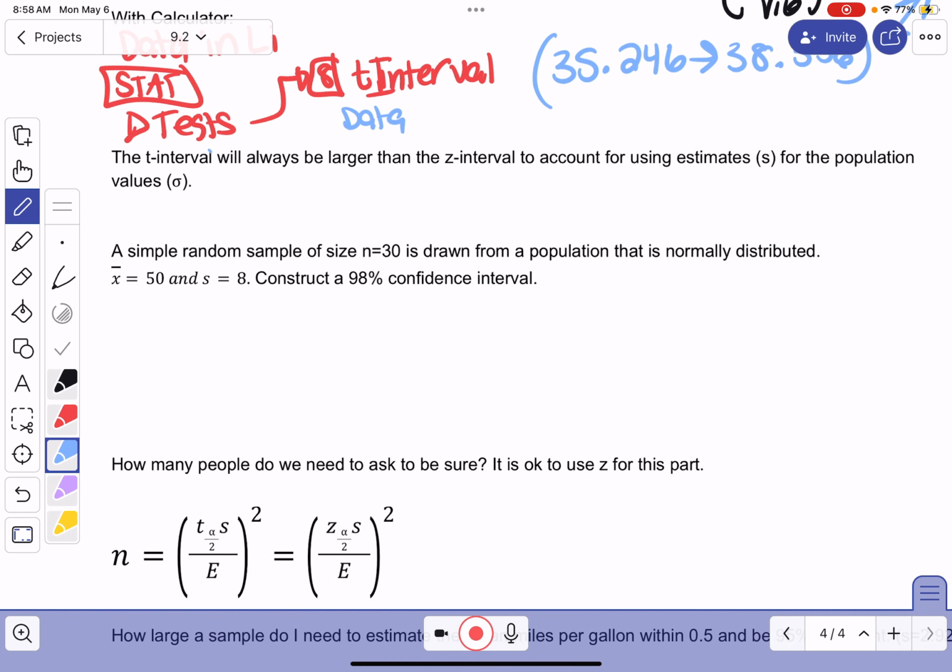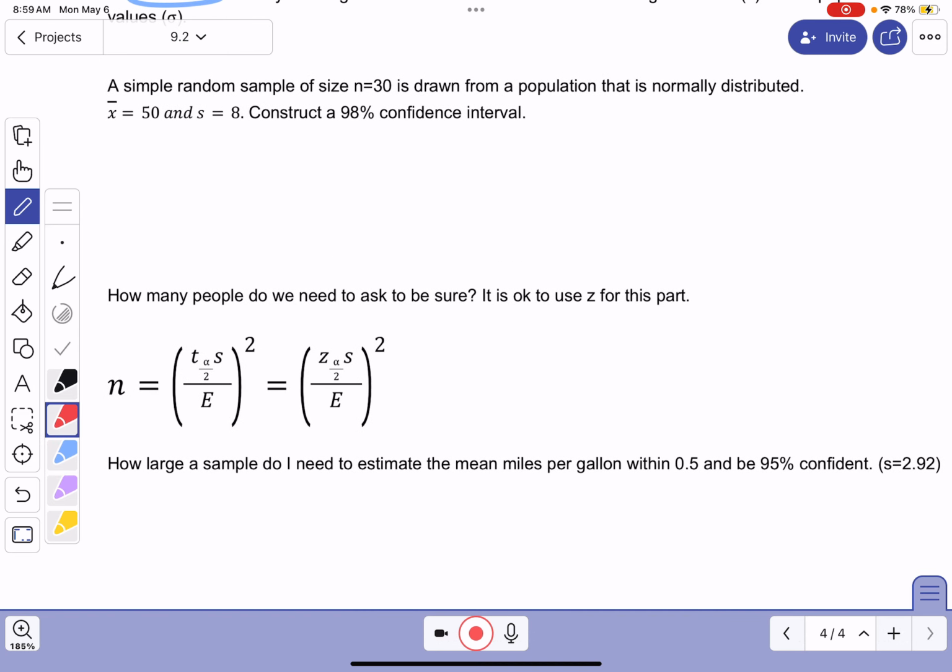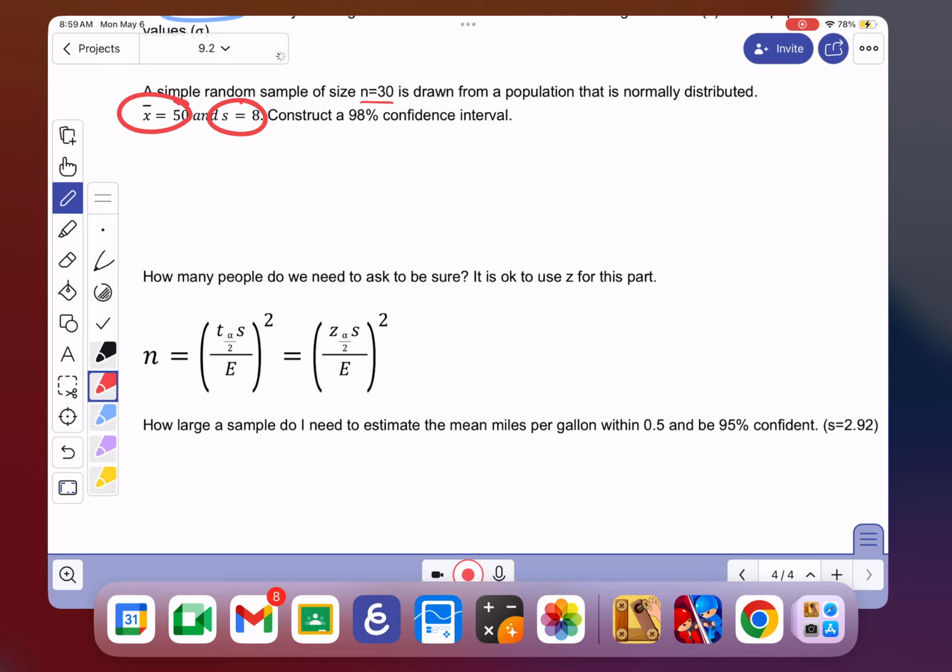Now, the t-interval will always be larger than the z because we're using estimates. We don't necessarily know the population, so it's always going to be bigger. Now, what do we do if we don't have the raw data? Well, a simple random sample of size n equals 30, so we know it's enough, is drawn from a population that's normal with a sample mean of 50 and a standard deviation of 8. Construct a 98% confidence interval.